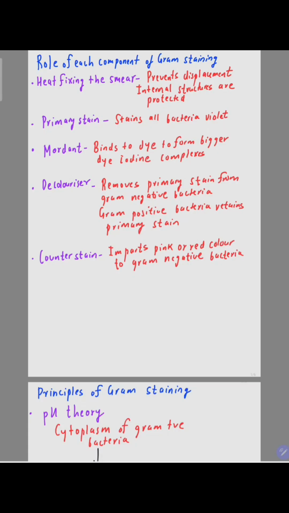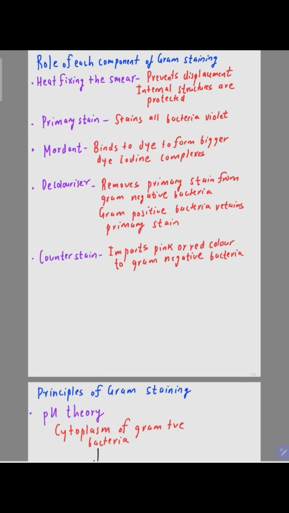So now the first component, as we learned last time, was heat fixation or any fixation. The use of this fixation is that it prevents displacement of the smear and also the internal structures of the cell are protected. So that is the main function of fixation of the smear.